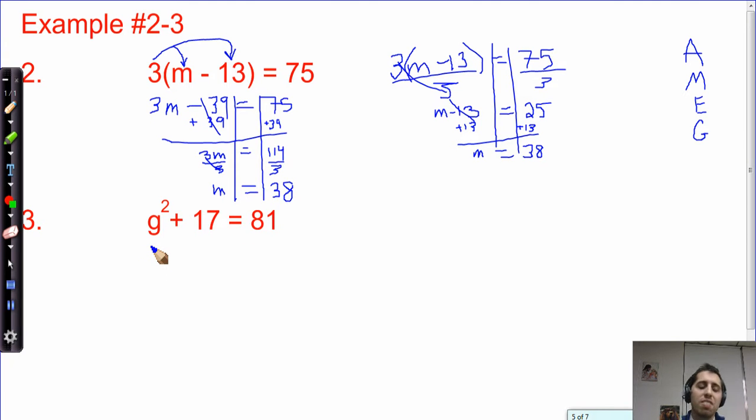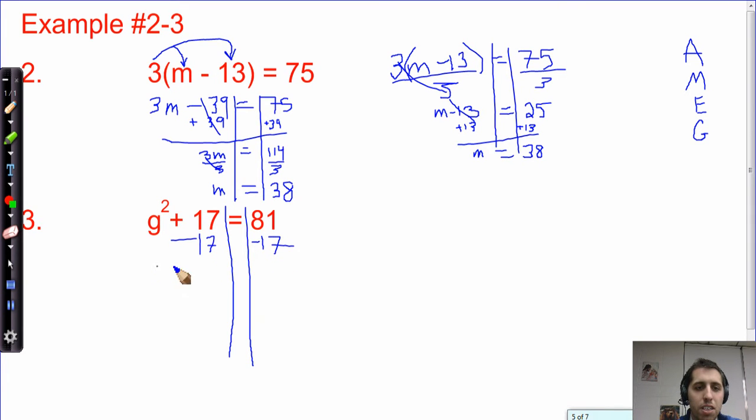g squared plus 17 equals 81. Our steps say, draw the scales of justice. Step number 2, find the variable. Our variable is g, and what's been done to g? It's been squared and it's been added. Meg says undo addition before you undo exponents. So let's undo addition by subtraction. The inverse operation of addition is subtraction. And we'll have g squared is equal to 64.